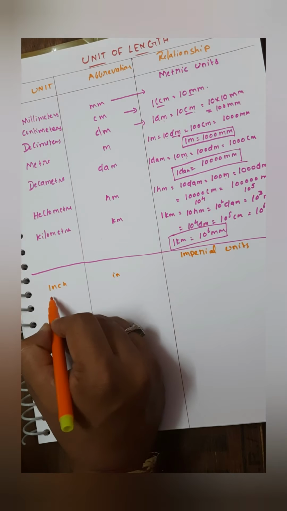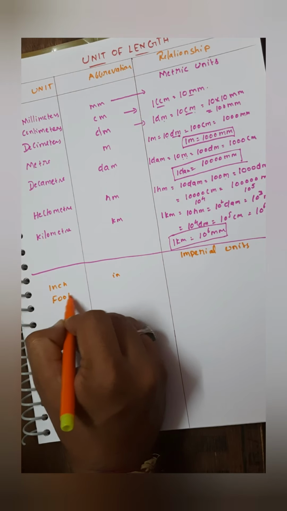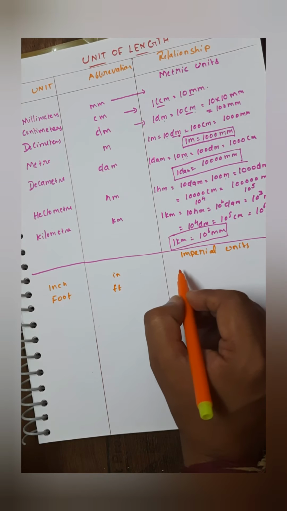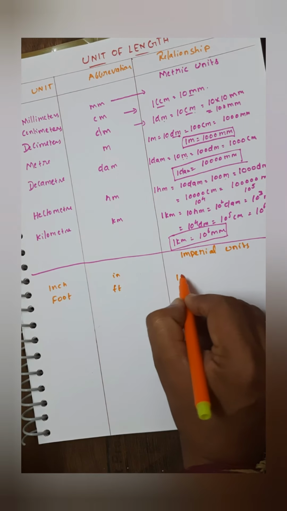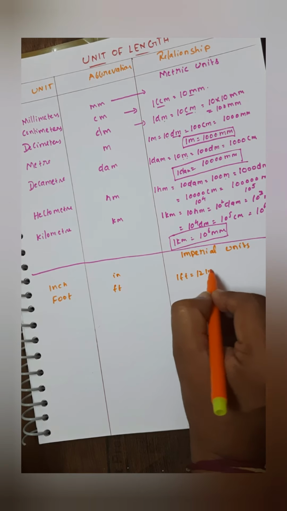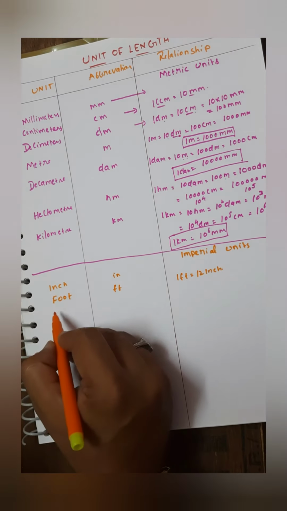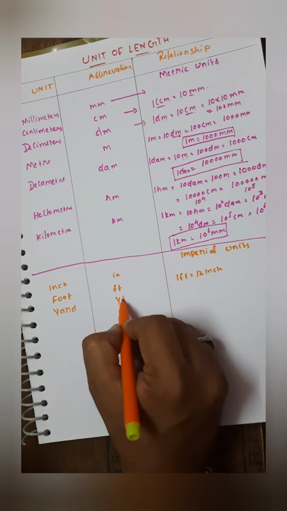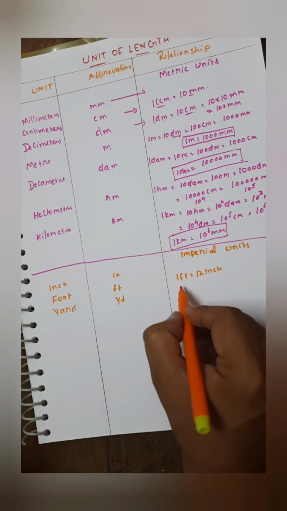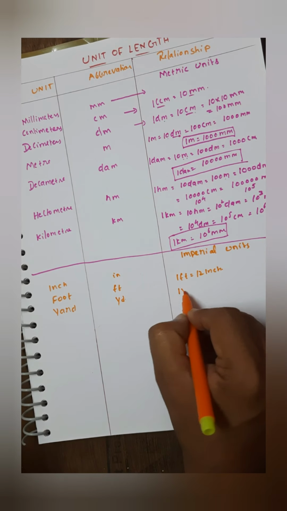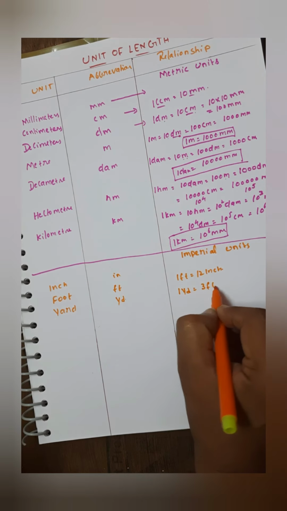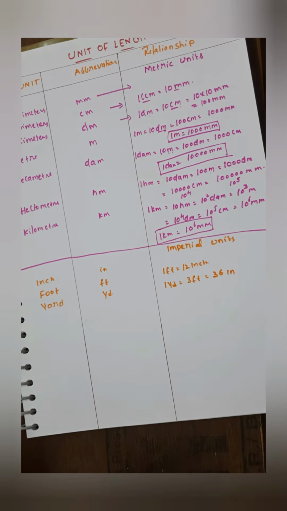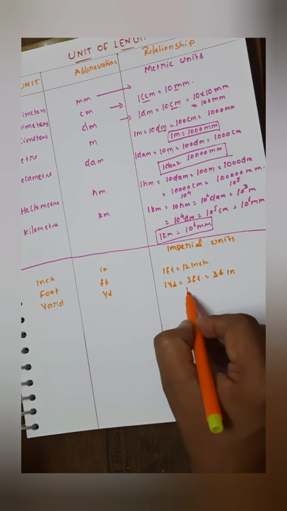After inches, the next is foot, with ft as the abbreviation. For 1 foot, there are 12 inches. After foot it is yard, indicated in yd. For 1 yard, 3 feet will be there. Again, for 1 foot 12 inches will be there, so you can call it 36 inches. For 1 yard it will be 36 inches.